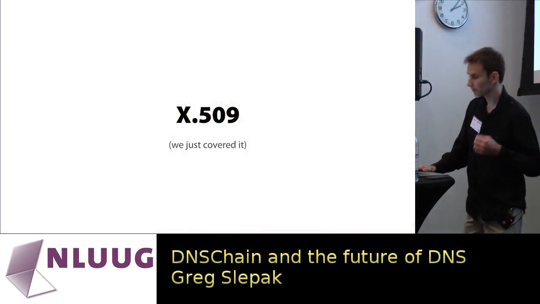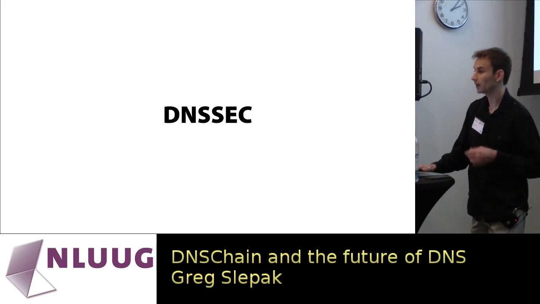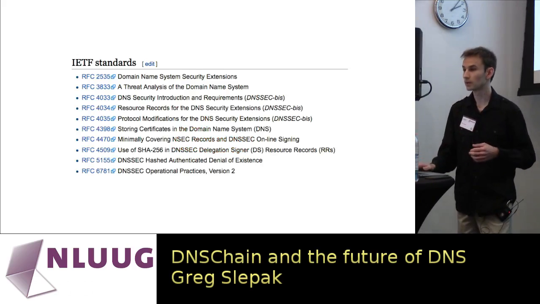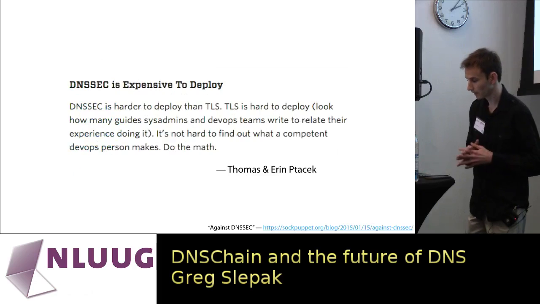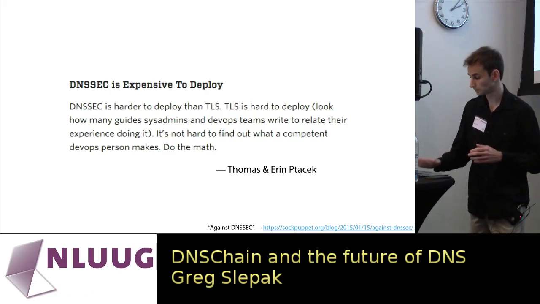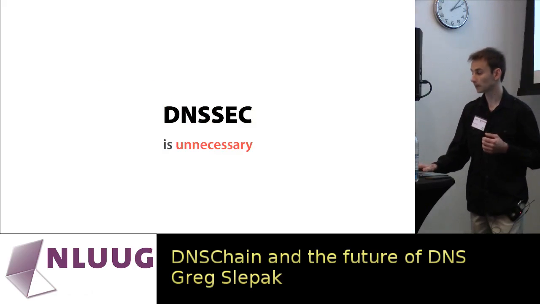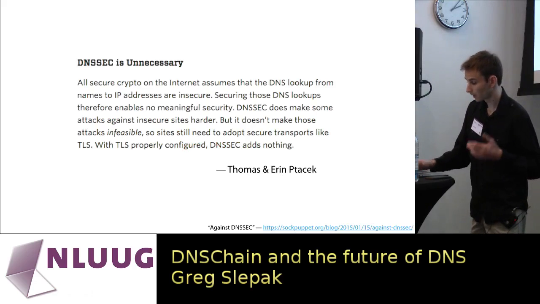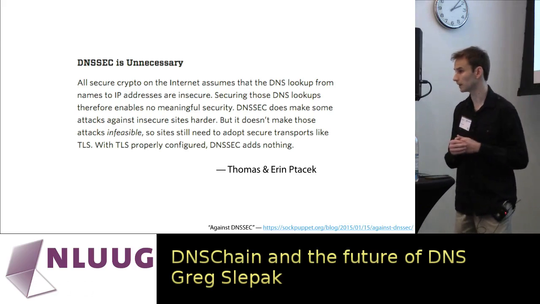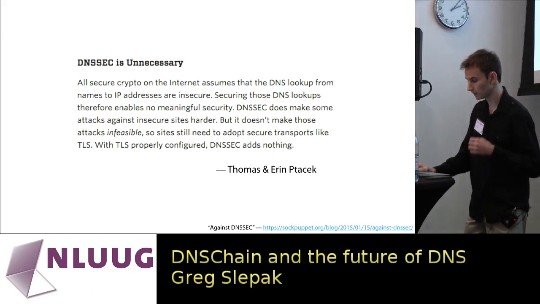So let's start with X509. Well, we're done. We just covered it. Next, moving on to DNSSEC. DNSSEC is complicated. Wikipedia says that there are over 10 RFCs for it. Thomas Ptacek and others have this to say, that DNSSEC is expensive to deploy. Furthermore, DNSSEC is unnecessary. Again, from the blog post against DNSSEC, the URL is down here, and these slides I'll put online, so you'll be able to visit all these links, read them in more detail. And we'll go into detail on why it's unnecessary.